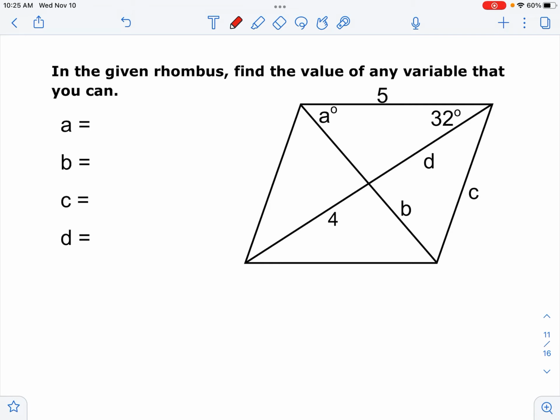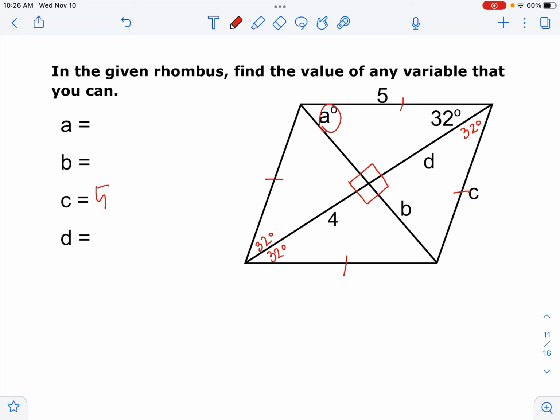All right, here's another rhombus problem. In the given rhombus, find the value of any variables that you can. So first off, I notice the sides are labeled, and I know all 4 sides are congruent. So I can see that C is 5 already, so that's done. Now I'm going to go inside the rhombus and work on my angles. So I know that these 4 angles are right angles. I can put boxes here, but I didn't ask for any of those. I know that this is 32, this is 32, this is 32, but I didn't ask for any of those.